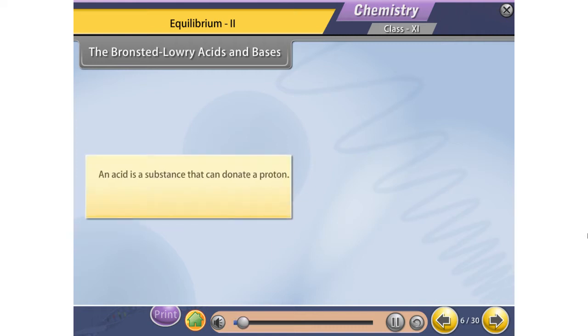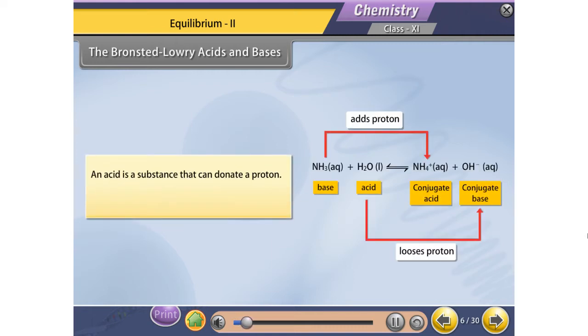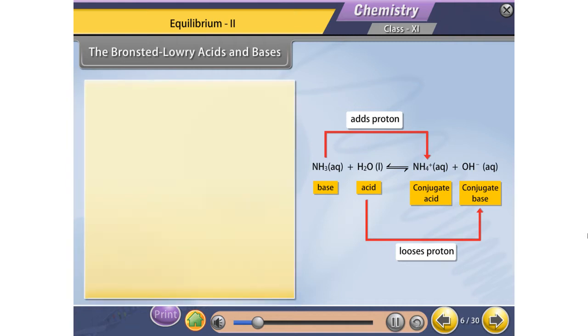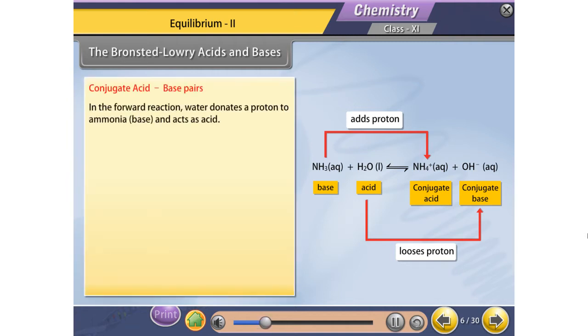The Bronsted-Lowry acids and bases. According to them, an acid is a substance that can donate a proton. A base is a substance that can accept a proton. Conjugate acid-base pairs. In the forward reaction, water donates a proton to ammonia, the base, and acts as an acid. In the reverse reaction, NH4+ ions donate a proton to the OH- ions, the base, and act as an acid.